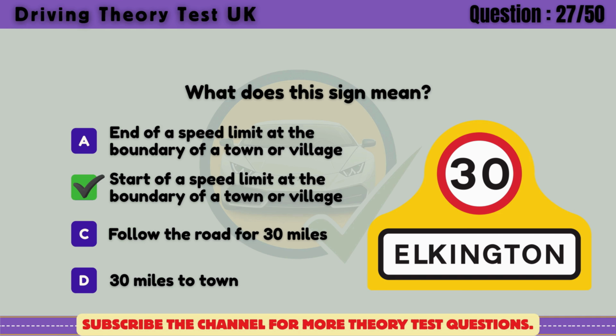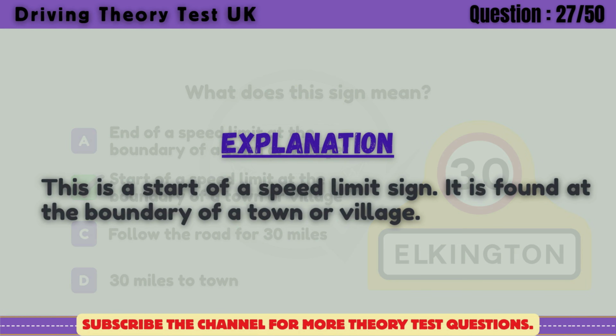Answer is B. Start of a speed limit at the boundary of a town or village. This is a start of a speed limit sign. It is found at the boundary of a town or village.